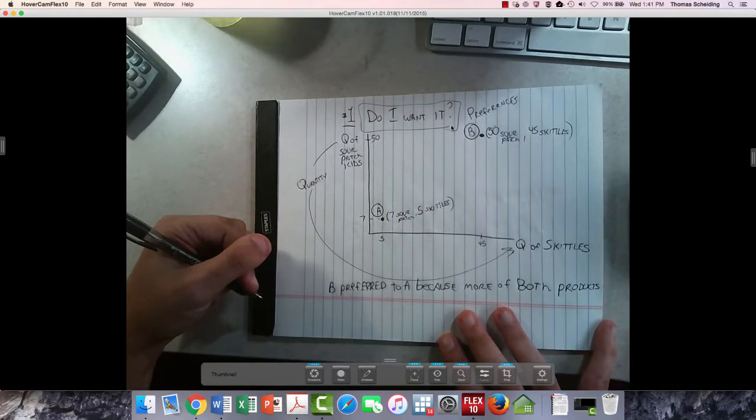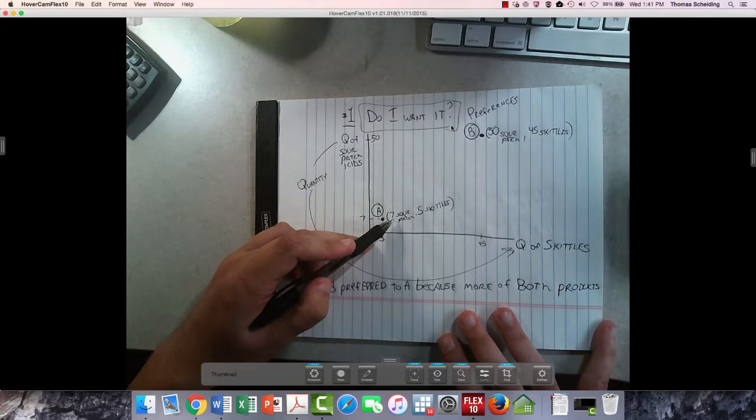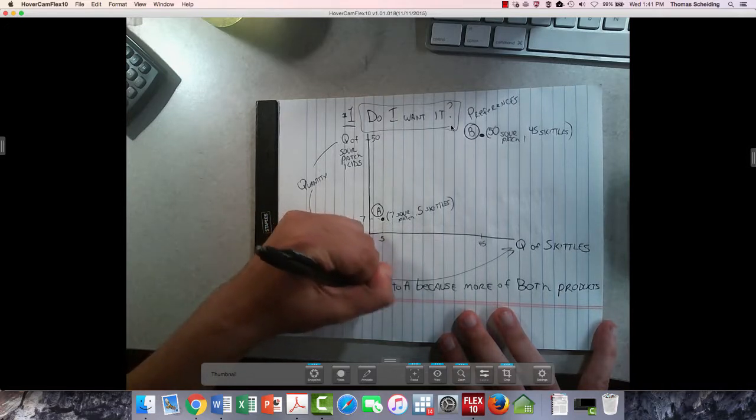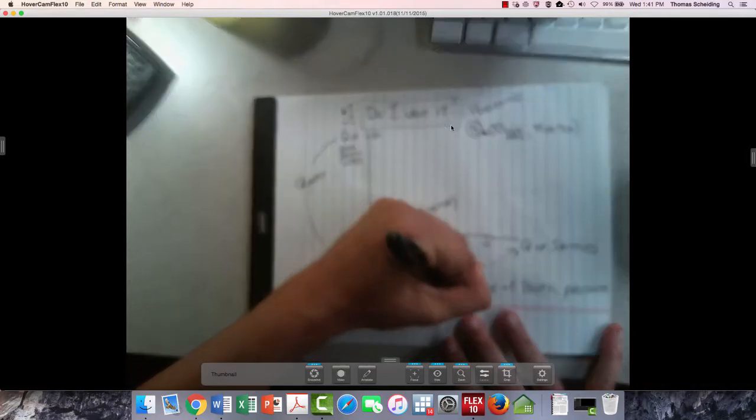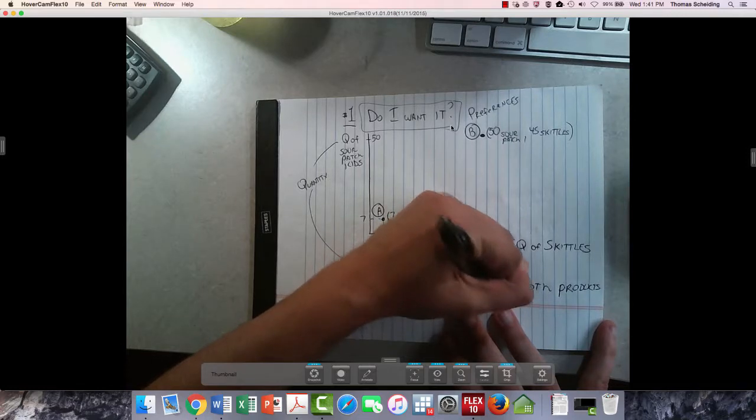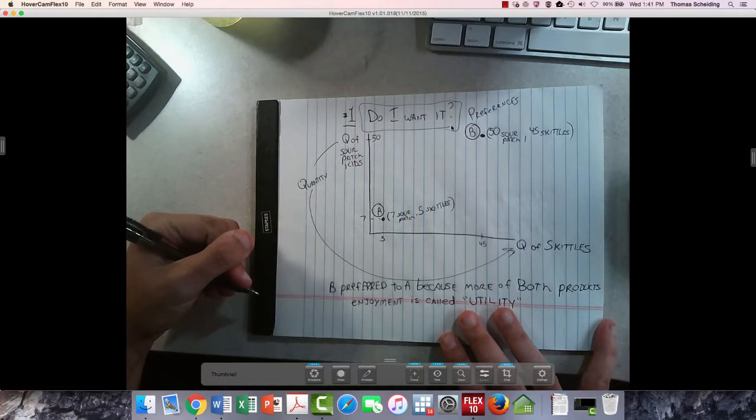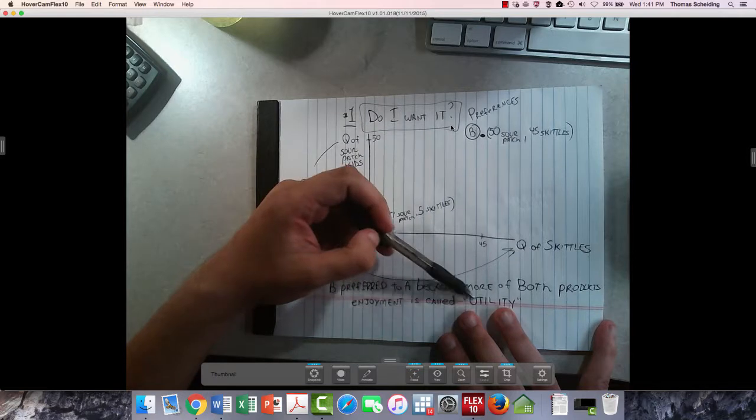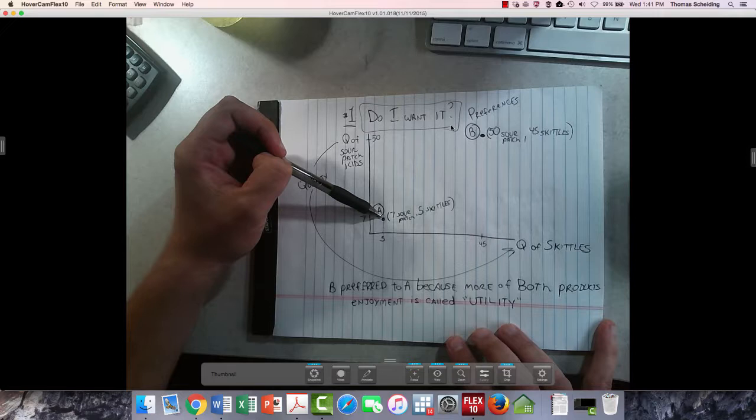Now, what is it that you get from each thing, right? By consuming these things, you are getting something out of it, right? You're getting some enjoyment. That enjoyment is called, for an economist, utility. So essentially what we're saying is that by getting more of both goods, you would have more utility than you would having less of both of the goods.